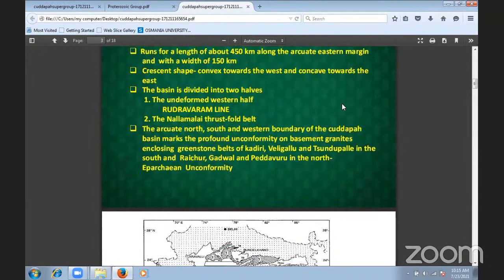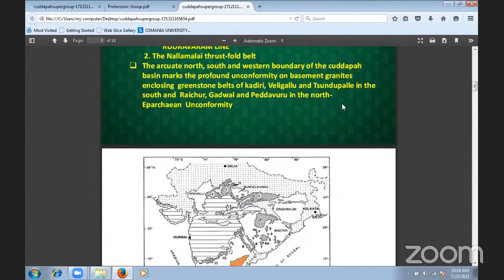The basin is divided into two halves. The first one is undeformed, in the western part, up to the Rudravaram line. And the second one is the Nallamalai thrust fold belt. The arcuate north and southwest boundary of the Kadapa basin is marked by the Eparchean unconformity, and it is based on the basement granite, enclosed in the greenstone belts of Kadiri, Veligallu, and Sundapalle in the south, and the Raichur, Gadwal, and Peddavur in the north.